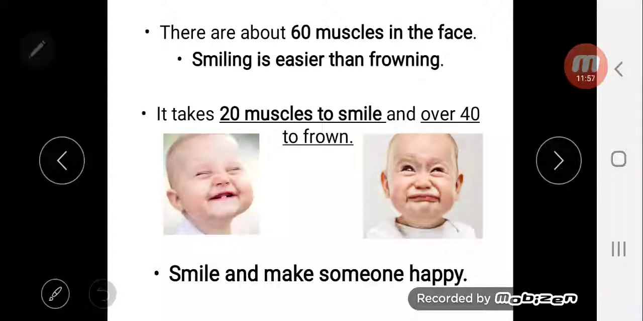There are about 60 muscles in the face. Smiling is easier than frowning. It takes 20 muscles to smile and over 40 to frown. Smile and make someone happy.